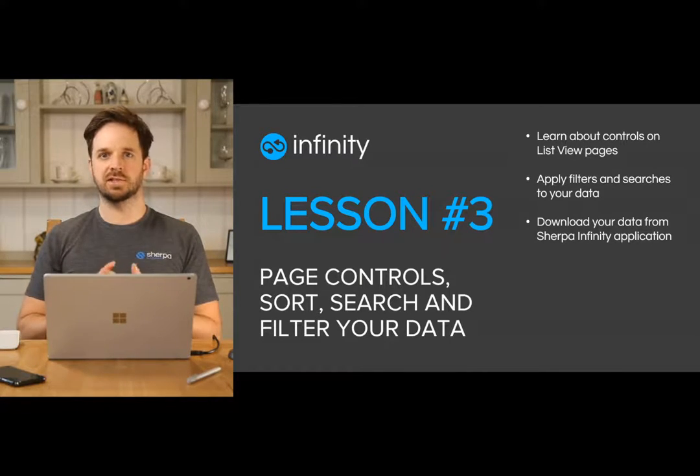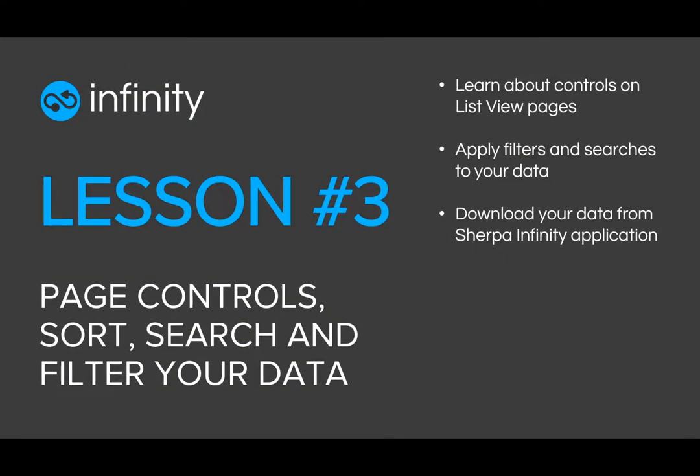In the past few lessons, we've looked at creating our own products and services table. In this lesson, we're going to learn about the page controls on some of those pages, and generally what they do. We're then also going to apply filters and searches and sort the data within those table page views. And lastly, we're going to show you how you can download that data into a CSV format where you can do some manipulation of your own.